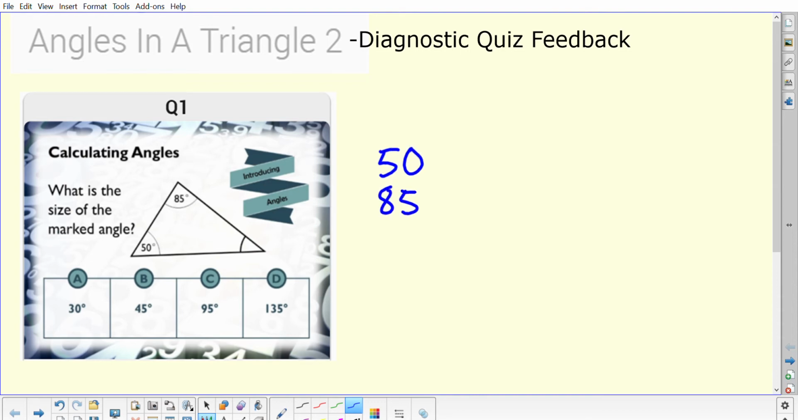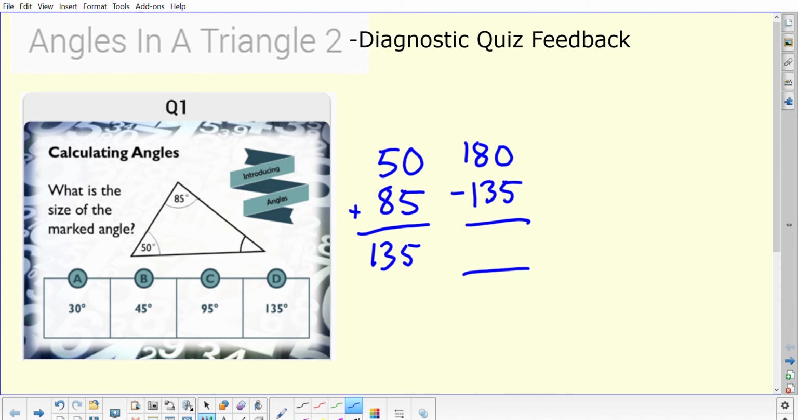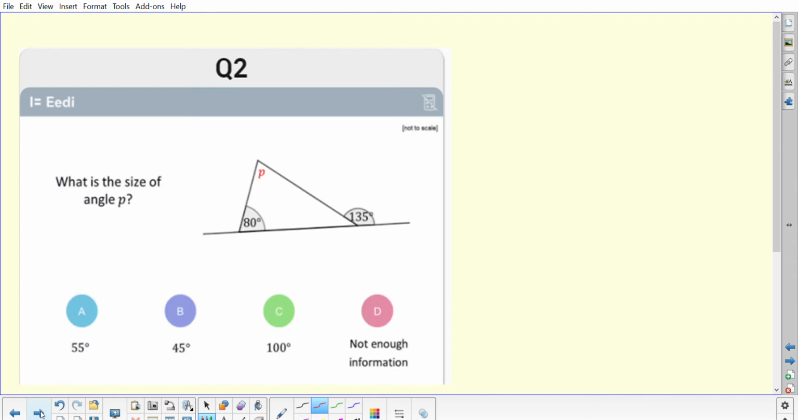All you'd have to do is add up your 50 and your 85, you'd get 135, and then if you know the angles in a triangle need to add up to 180, if you then take that 135 away from 180, you would of course get your angle of 45 degrees. That's the one we should have been choosing. So that one, just the triangle on its own.